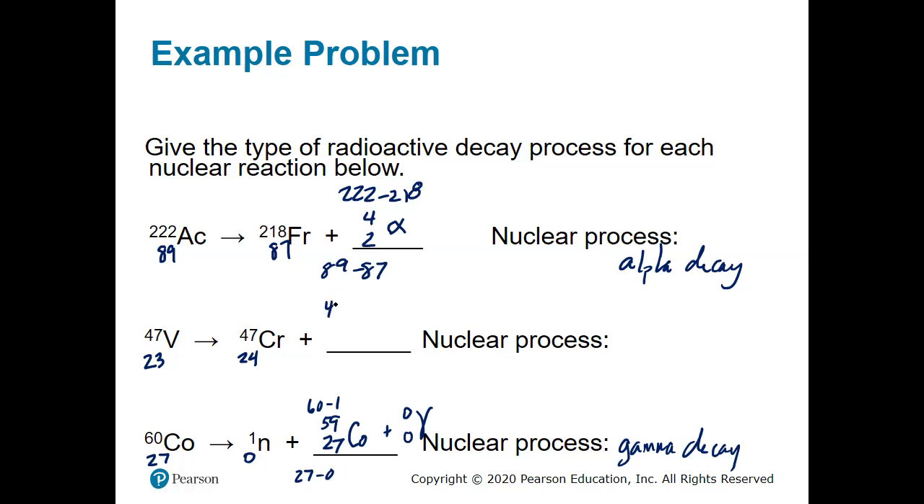47 minus 47 gives me a 0 for the mass number. 23 minus 24 gives me a -1 for the atomic number. So this is a beta decay. More precisely, this is a negatron emission.